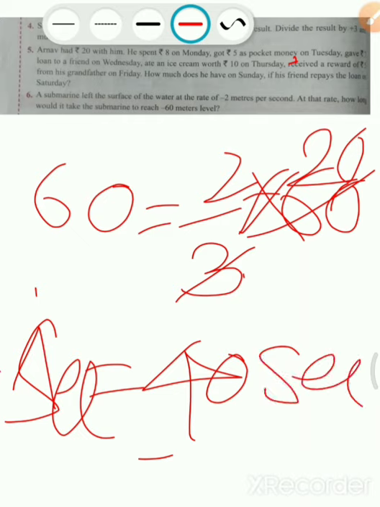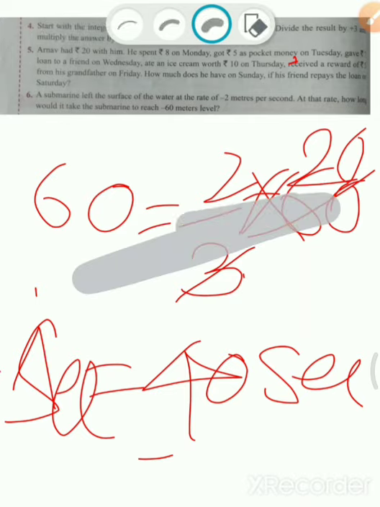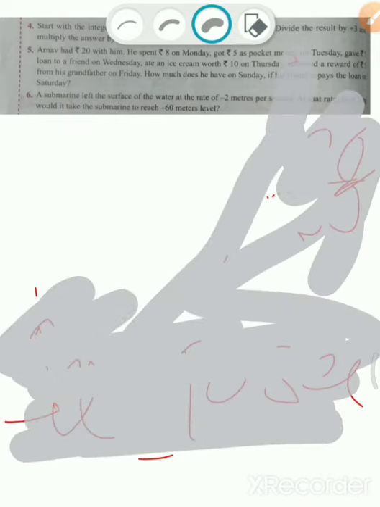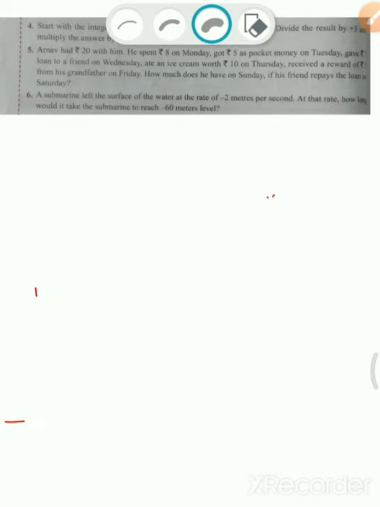Okay, clear? Then question number 4 is related to your example 2. Sorry, question number 4 is not that one. Question number 5 is related to your example 2. You can do it yourself, no need to worry about it. Whenever he is receiving something, you need to add. Whenever she is spending or giving something, you subtract. Question number 4 is a very simple one. See, step 1, it is given minus 8 is an integer.